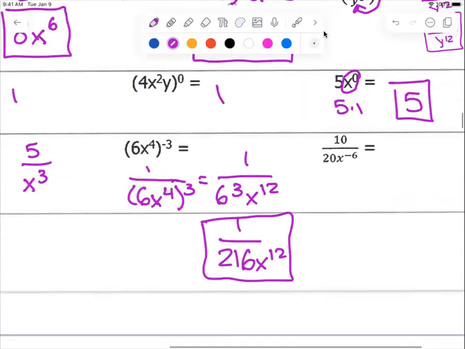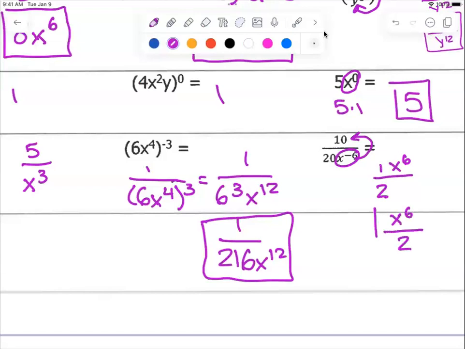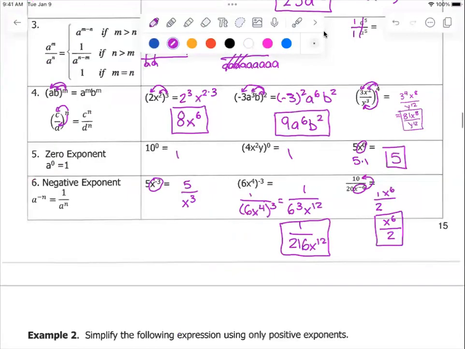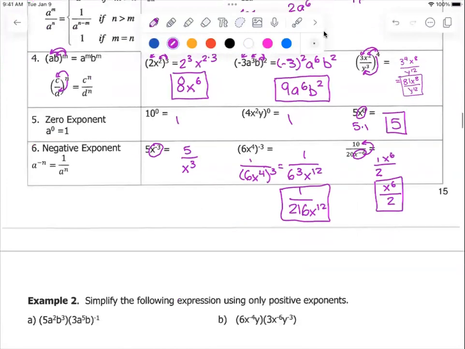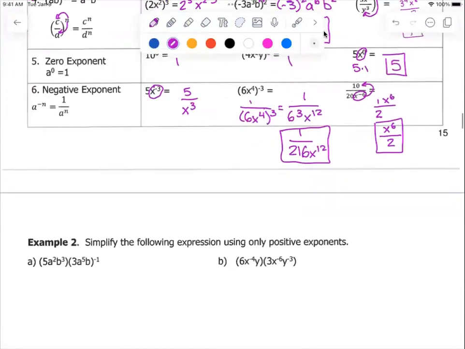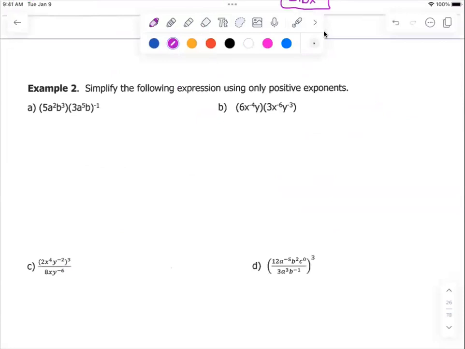Next one, 10 over 20 are just normal numbers. 10 over 20 is 1/2. X to the negative 6 has a negative exponent, so it goes from the denominator to the numerator, and goes positive. You don't have to have the 1 there anymore, but you could keep it if you wanted. Typically, I have my students do a lot of these problems during class, because again, this is the 3rd time. So example 2 is just kind of when you have more things going on.